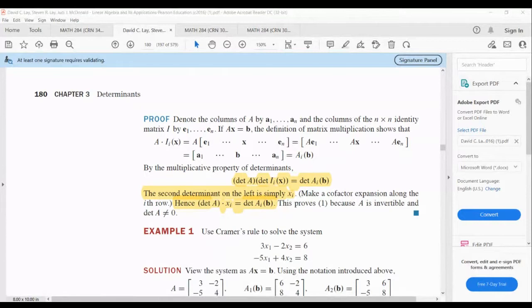Now that we have this result, x sub I would equal the determinant of A sub I of b over the determinant of A. We can divide both sides of that equation by the determinant of A. Okay, so are there any questions?